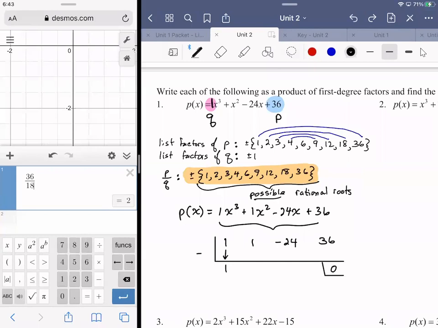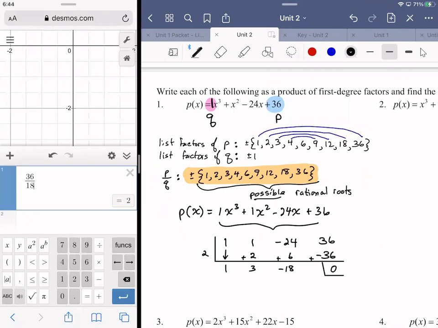So then I would try maybe a 2. So 1 times 2 gives me a 2. Add to the 1, you get a 3. 3 times 2 is a 6. Add to the negative 24, I get negative 18. Multiply by the 2. And at long last, it works because I get a negative 36 here. 36 plus negative 36 is equal to 0. All right, so that's great. I got one that worked.